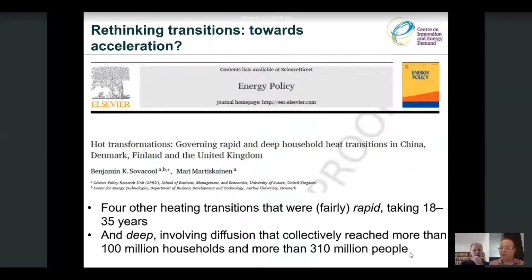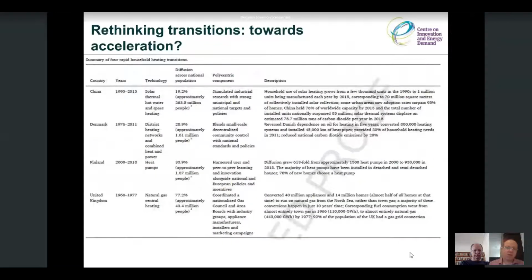And we've replicated this very recently in this study, which was just looking at heat, where we looked at rapid and what we call deep transitions. Rapid means they took, again, only a decade or two, and deep means they had to reach lots of households. And we add another 100 million households and 300 million people. And these, again, were things like solar thermal transitions in China or heat pumps in Finland or the natural gas transition in the UK.